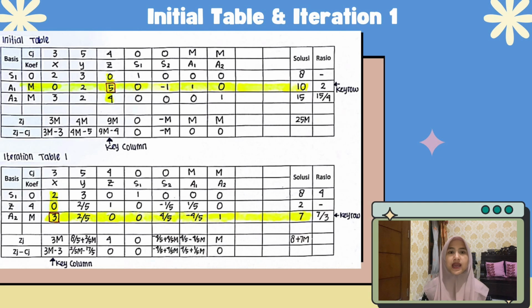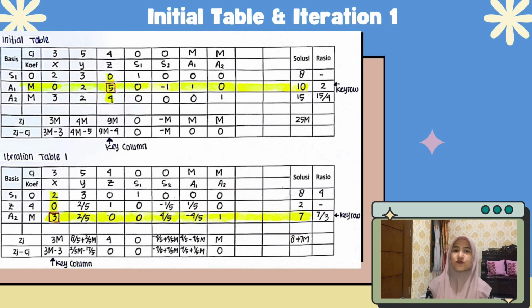Next, to determine the K cell, which is the meeting point between the K column and the K row, we get 5 as the K cell. So you can continue to the first iteration. In this first iteration table, we also operate the same as the initial table, but the base and coefficient that become the K row are replaced with the K column base. So A1 is replaced with Z and M is replaced with 4.